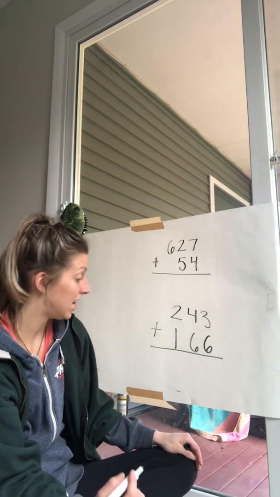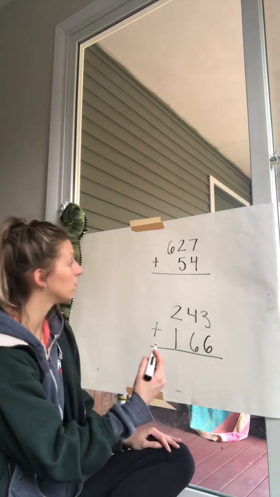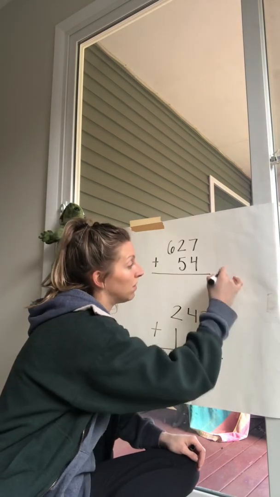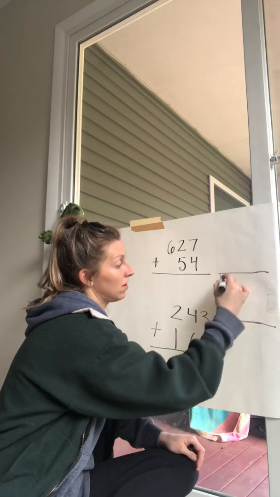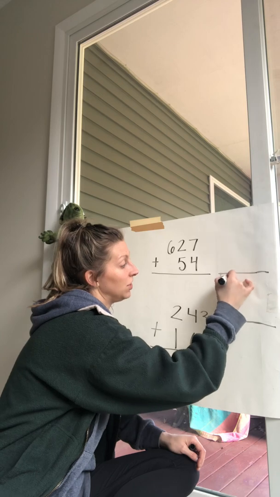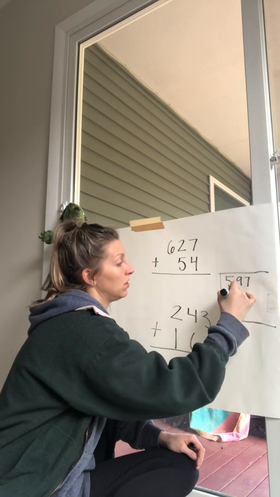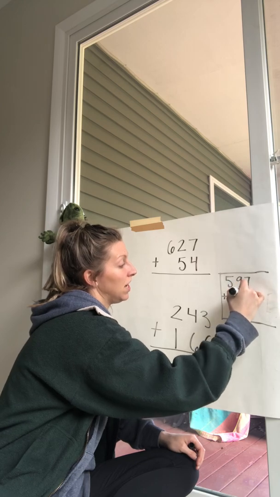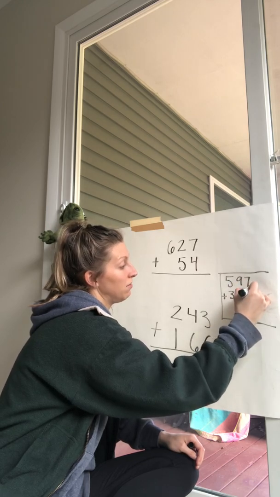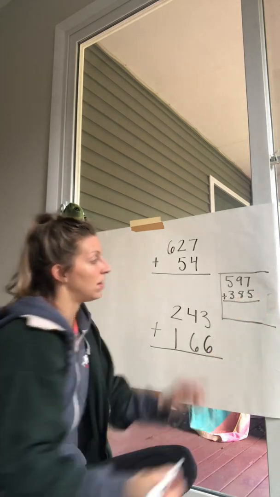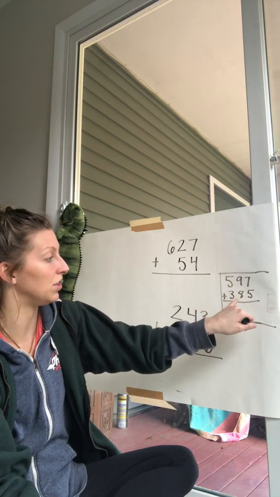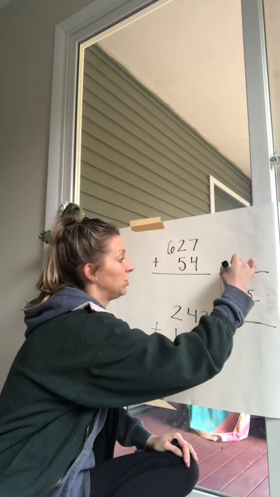Okay, and then a challenge one we can do over here. This is my challenge box. We can do 597 plus 385. That's 597 plus 385 is our challenge.